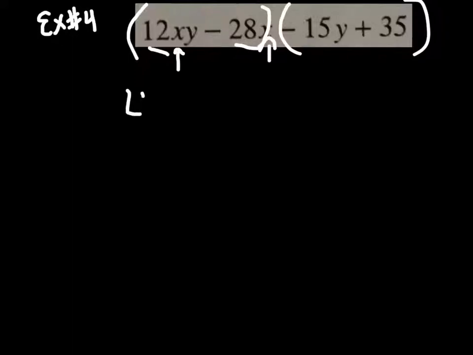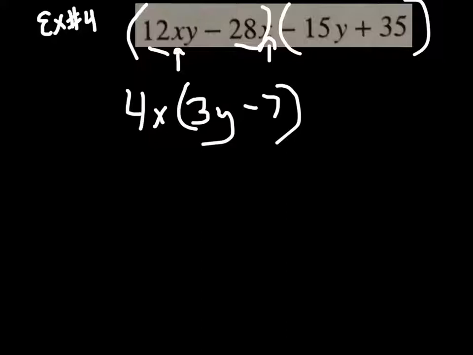So 4x, I'm left with 4 times what is 12? 3. I pull out the x, I'm left with a y. Pull out a 4 from 28, I get 7. Subtract 7, and the x comes out. Second term, what greatest common factor do you have between 15 and 35? I believe the answer to that is 5. And we'll check our work in a second. And when you pull out a 5 from 15, you're left with a 3. And you pull out a 5 from 35, you're left with a 7.